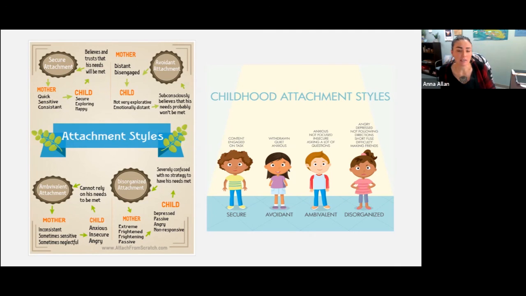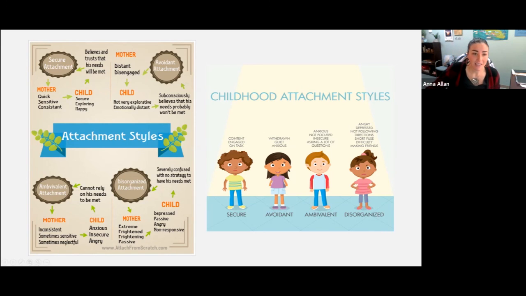A child who has a disorganized attachment will be angry, depressed. They're not following directions, or they're seen as oppositional, really short-fused, quick to anger, with challenges making friends because they don't know that social engagement piece.